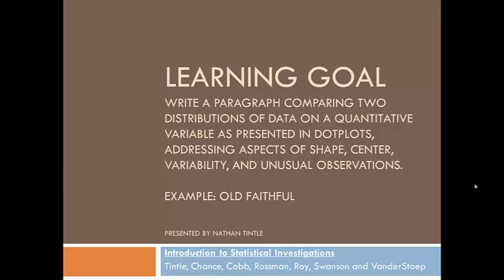In this video, we're going to learn how to write a paragraph comparing two distributions of data on a quantitative variable as presented in dot plots. We're going to address aspects of shape, center, variability, and unusual observations. To do this, we'll talk about the Old Faithful Geyser dataset from the Introduction to Statistical Investigations textbook.